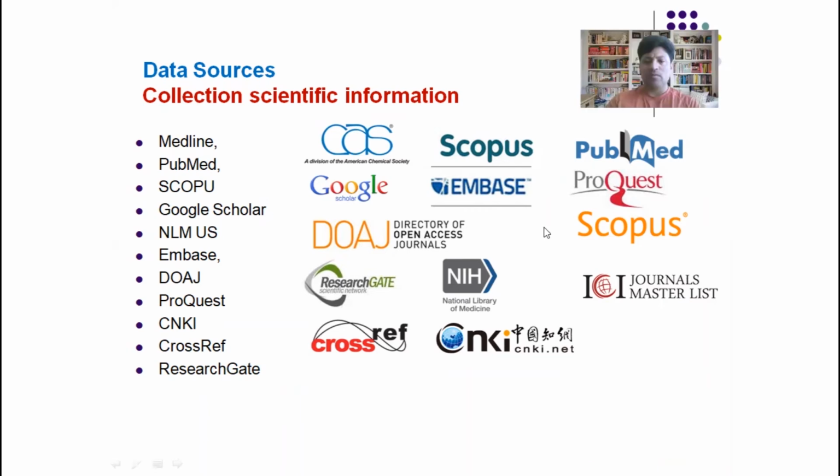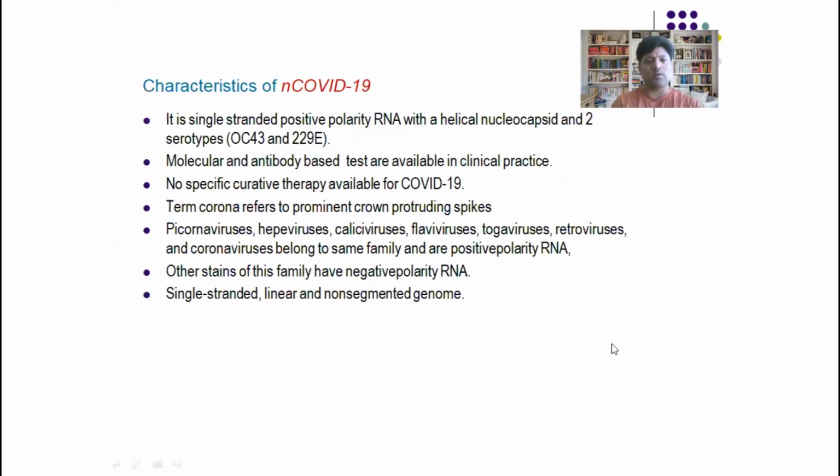Okay, before moving forward, I would like to discuss a little bit about the characteristics of the novel coronavirus. Novel coronavirus is a single-strand positive polarity RNA virus with helical nucleocapsid and two serotypes. Molecular and antibody-based tests are available in clinical practice all over the world. There is no specific curative therapy available for this mortal disease. The term corona refers to the prominent crown of protruding spikes that are called S proteins.